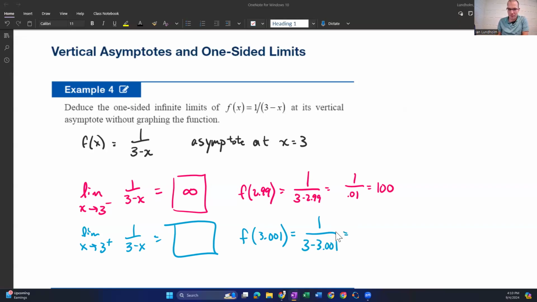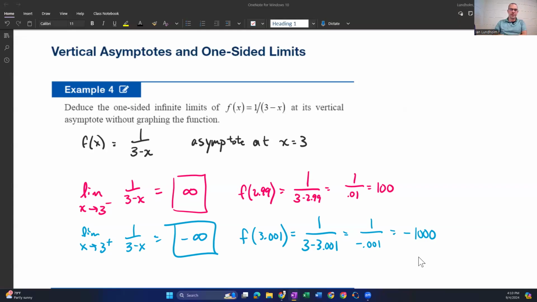This is going to be a negative number. It'll be 1 over negative 0.001. And that'll be negative 1,000. And so likewise, as we make this number closer and closer to 3 from the top, we would get closer and closer to negative infinity in the y values that we continue to create. It would continue to grow without bound in the negative direction.